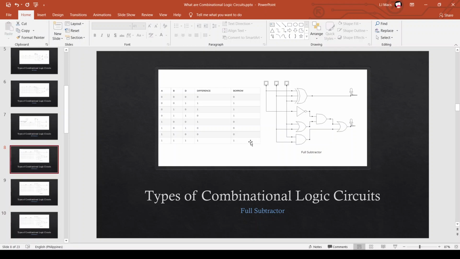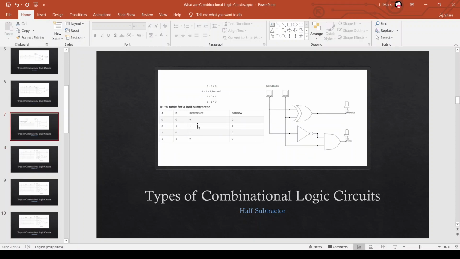This is a half subtractor, but instead of a carry, the borrow is used. So 0 minus 0 is still 0. For 0 minus 1, you borrow 1 from the left, so the difference is 1 and you borrowed 1. So you write 1 here. This is the combinational circuit for the half subtractor.